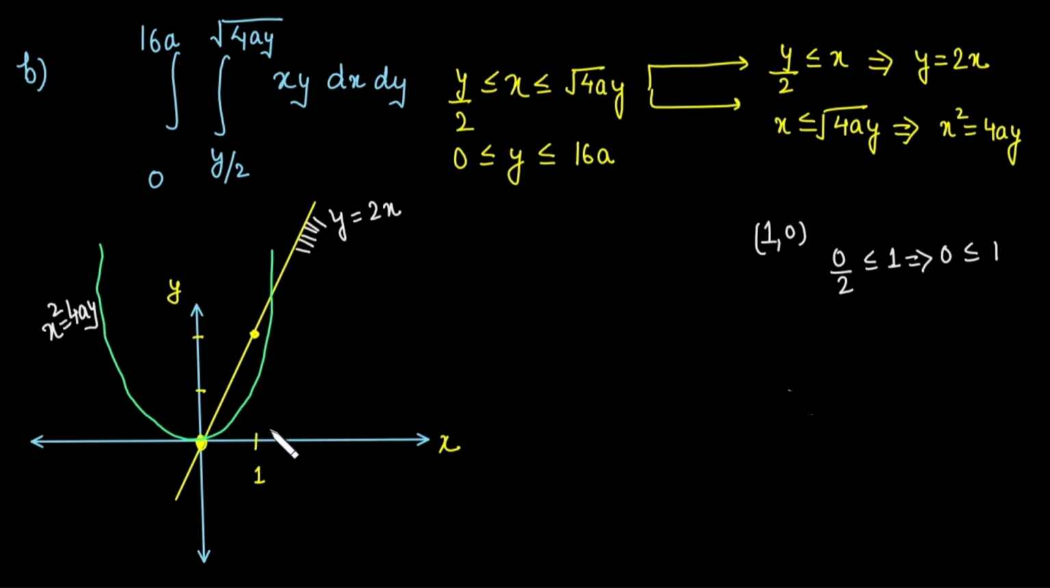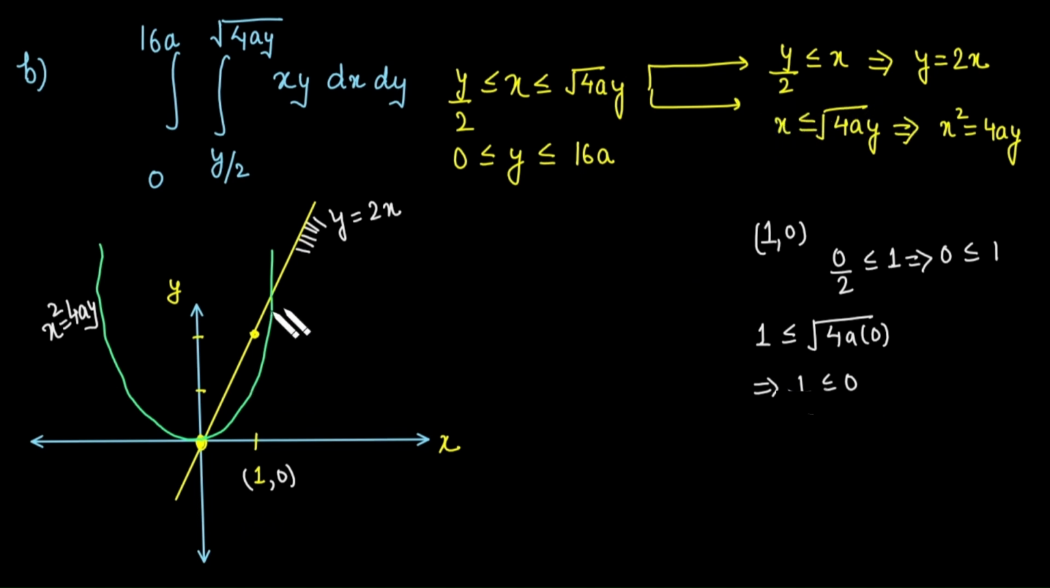Now what about the parabola? The parabola says that x is less than or equal to root of 4ay. Take the same point (1, 0). When you put x equal to 1, in this case 1 is less than or equal to under root 4a into 0. This implies 1 is less than or equal to 0. Is this valid? No. It means this (1, 0) is not part of this inequality.